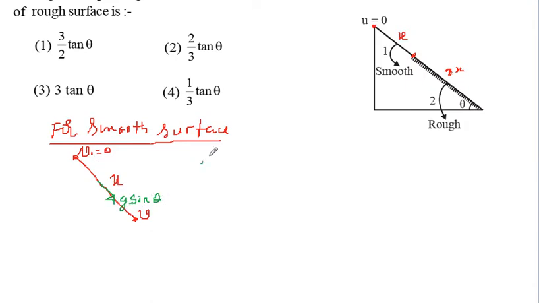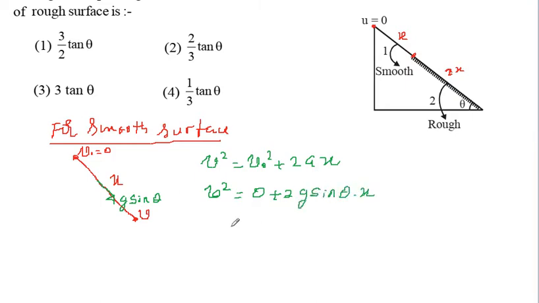Now I use one equation, that is v square is equals Vo square plus 2ax in motion. Here v is the final speed. So v square is equals the initial speed, which is 0, plus 2 into the acceleration g sine theta into x. One more time, it is v square is equals to 2gx sine theta. This is the speed by the time when it reaches this point.